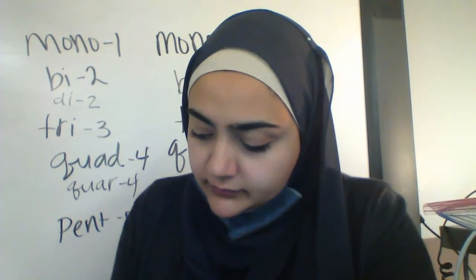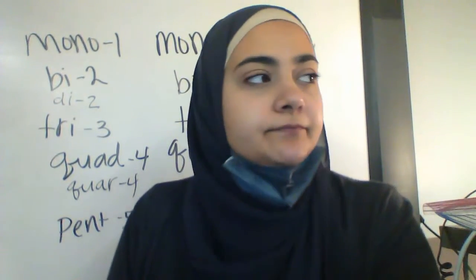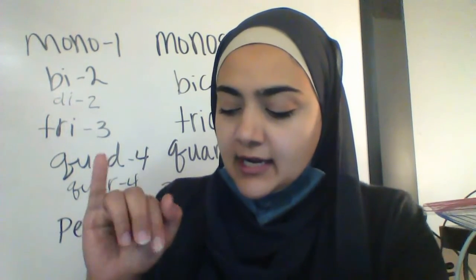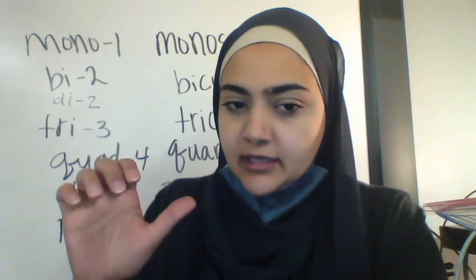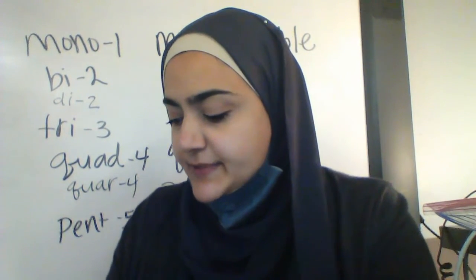Number 2, write the word triangle. Triangle. Destin, spell triangle. Excellent. T-R-I-A-N-G-L-E. Triangle. All right, number 3 is biceps.